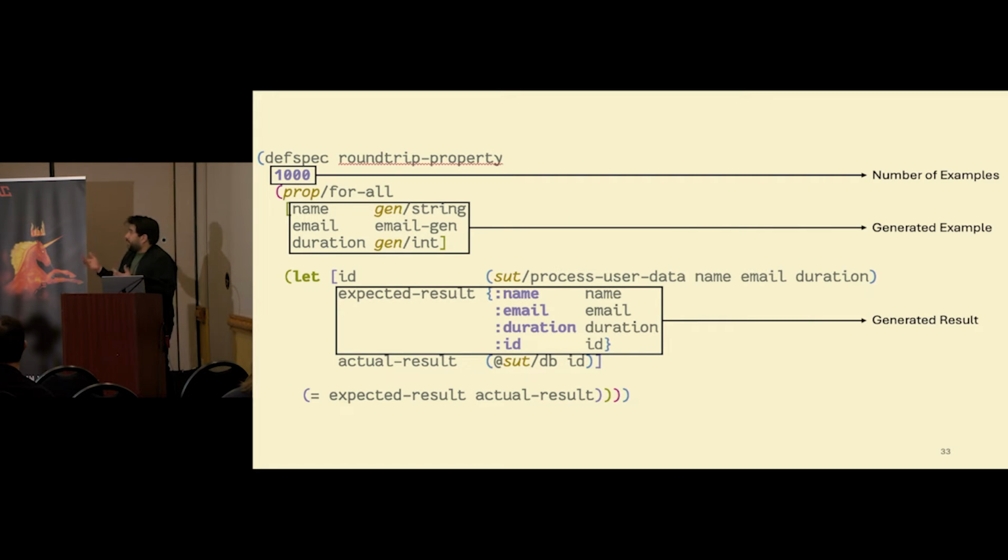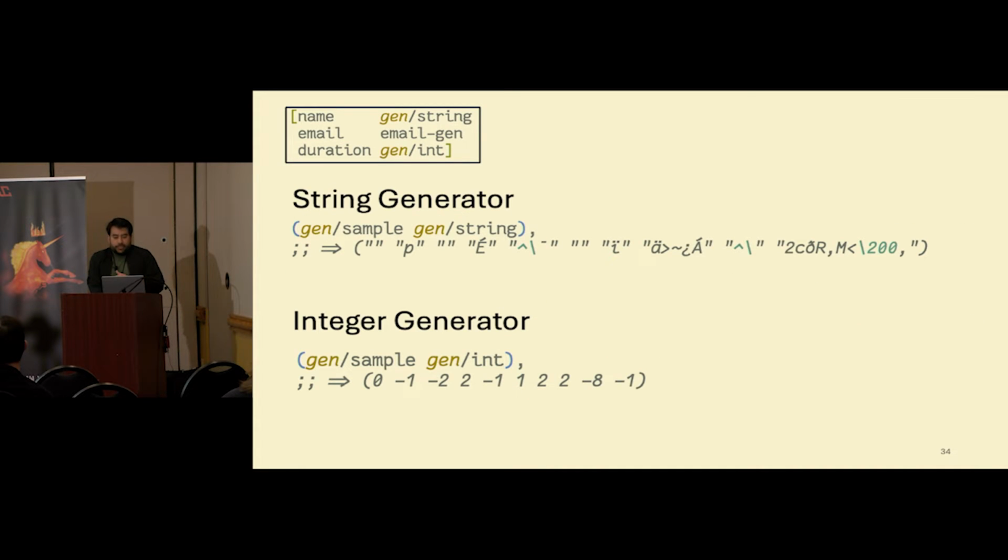And lastly, I call it generated result because I'm using the name, but it looks pretty much the same as the previous example. So now let's go look at what generators are.